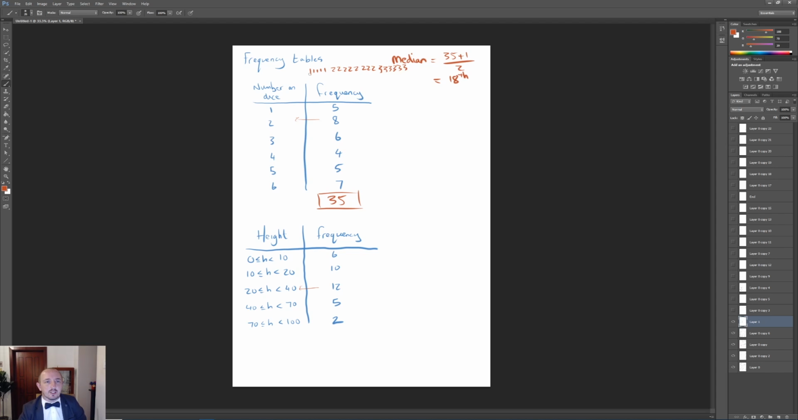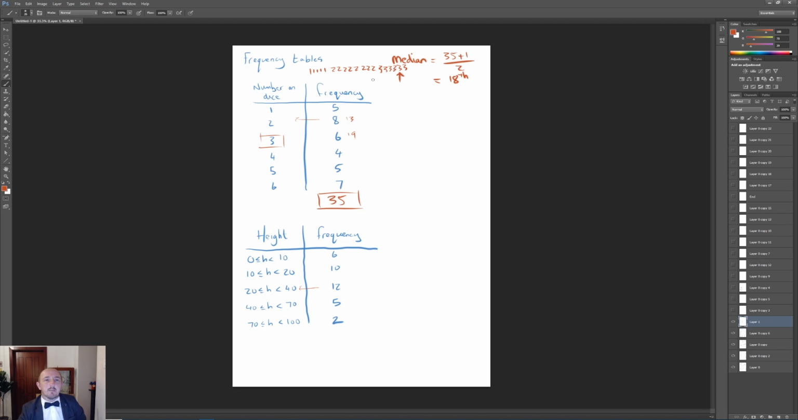We're trying to find the 18th position. So you've got 5 plus 8 is 13, plus another 6 is 19, so it's actually this 3 here. But you don't want to write these all out in the exam, you just want to do a sort of cumulative frequency of these and go 5, 13, 19, so it's going to be in this group here. In this case, the median is going to be a 3.